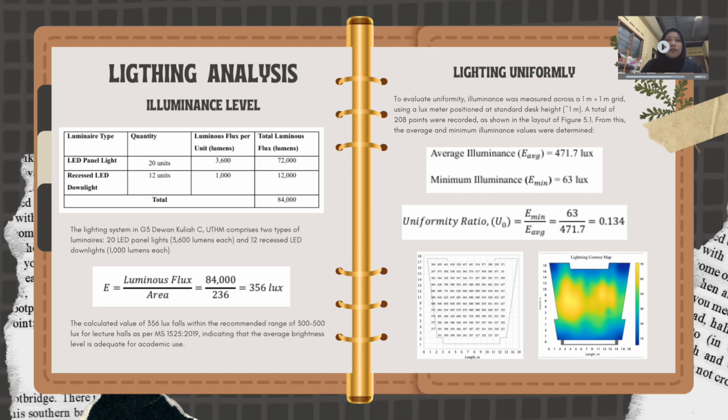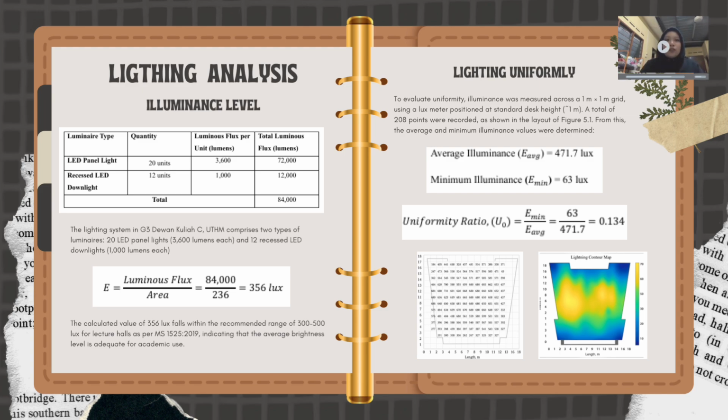For the lighting uniformity, to evaluate the uniformity, illuminance was measured across a 1 meter by 1 meter grid using a lux meter positioned at standard desk height. A total of 208 points were recorded as shown in the figure. From this, the average and minimum illuminance were determined: the average illuminance is 471.7 lux, and the minimum illuminance, E minimum, is 63 lux.